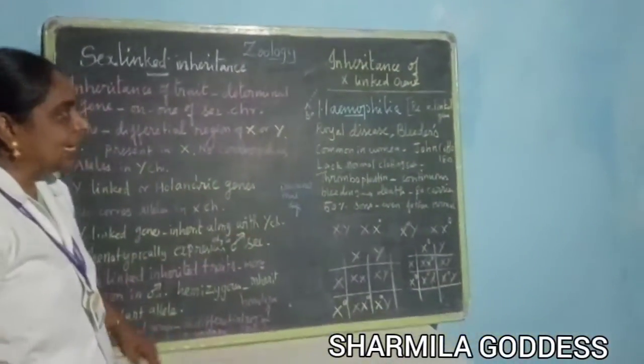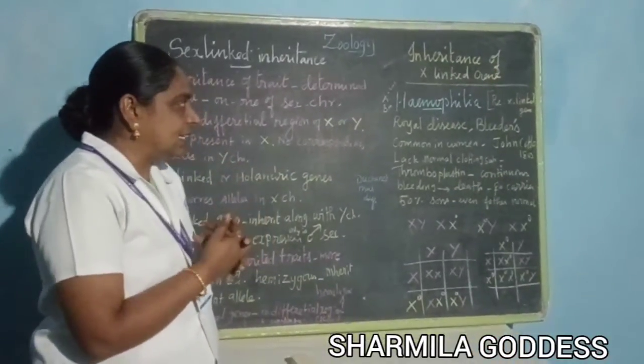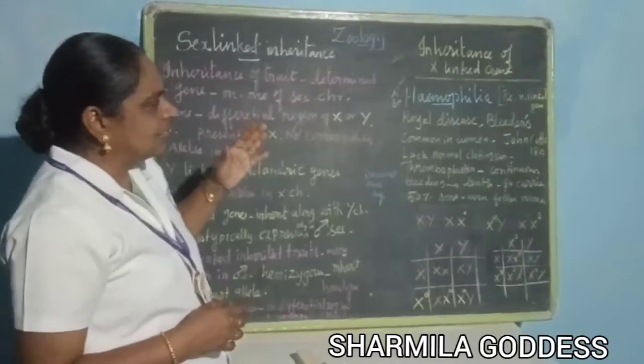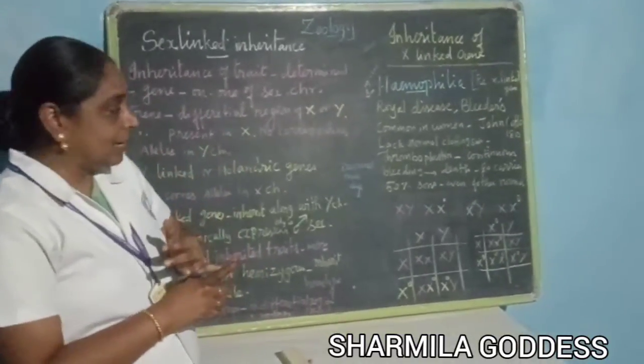Now we will see the inheritance of X-linked genes. There are some X-linked disorders, for example color blindness.